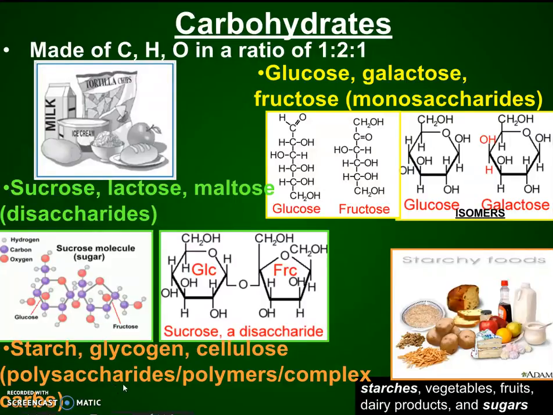They kind of lose their sweetness when the chains get longer. These are pretty sweet, still pretty sweet. Sucrose is like table sugar. It's like the sugar you put in your coffee, the sugar you would use in baking, or the sugar in pixie sticks. But those are all sweet. Starch, glycogen, and cellulose are not sweet, but made of the same sugar rings.